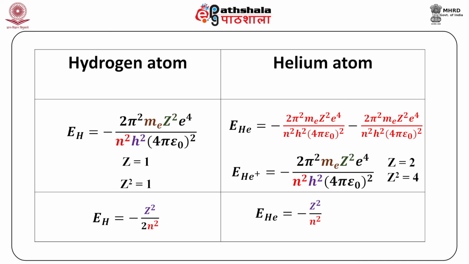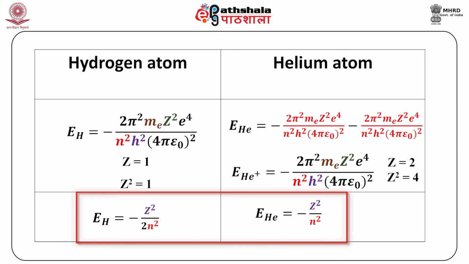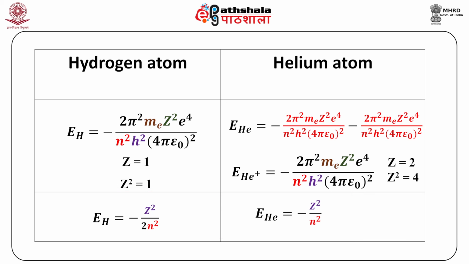You have also studied atomic units. If instead of writing all these complex expressions, you want to express this energy in terms of atomic units, the corresponding values are, as you can see, for the hydrogen atom, minus Z square upon 2 n square, whereas the corresponding energy for the helium atom is minus Z square upon n square. But please remember, Z in the former case is 1 and Z in the latter case is 2.